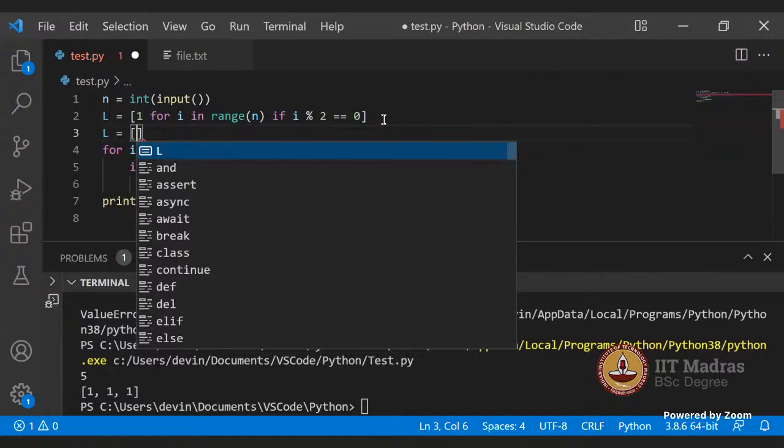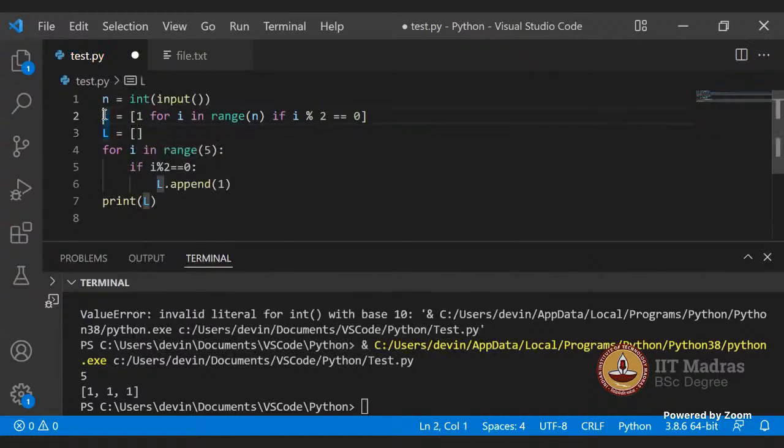So this line number 2, right? It is exactly similar to these lines 3, 4, 5, 6. If I percentage 2 equals 0, then only we'll append 1. Okay. All right. Understood, sir.